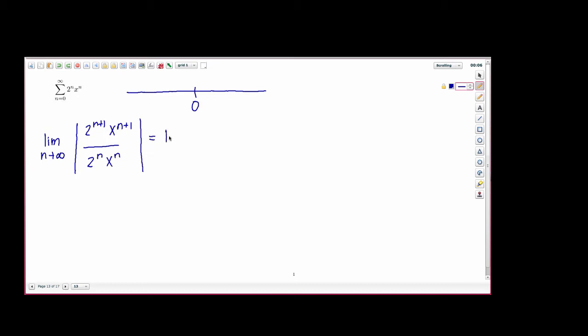So we get the limit as n goes to infinity, absolute value, 2^(n+1) over 2^n, that just gives us 2, and x^(n+1) over x^n, that just gives us x. So we no longer have any n, so this is simply the absolute value of 2x, or 2 times the absolute value of x, because the absolute value of 2 is just 2.